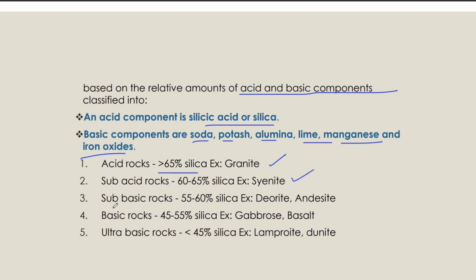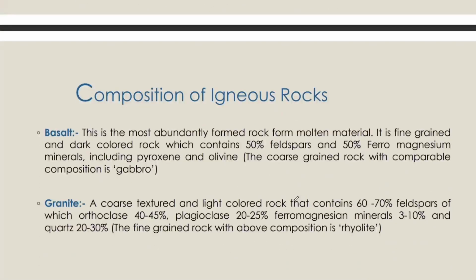Then basic rocks are there. They contain 45 to 55% silica. So examples are gabbro and basalt. Ultra basic rocks consist of less than 45%. So examples are dunite and lamproite. Okay. So mainly this is the composition of igneous rocks.